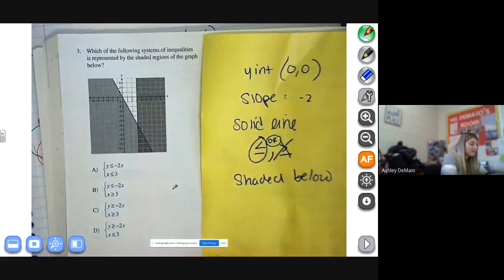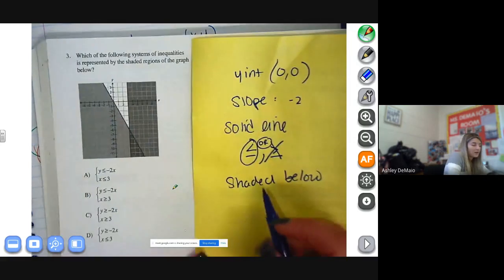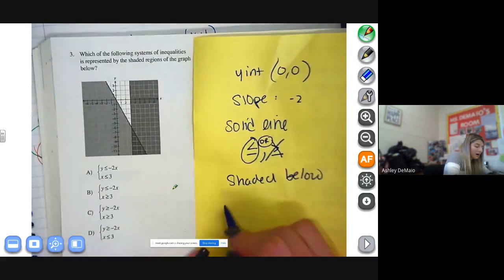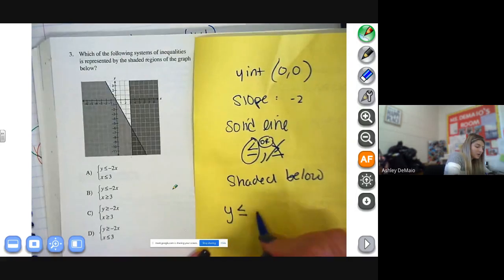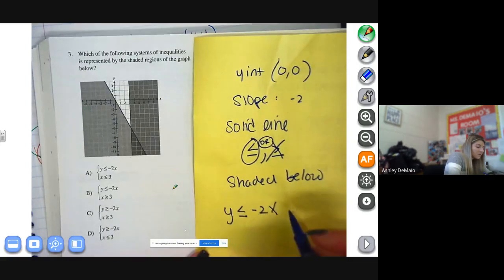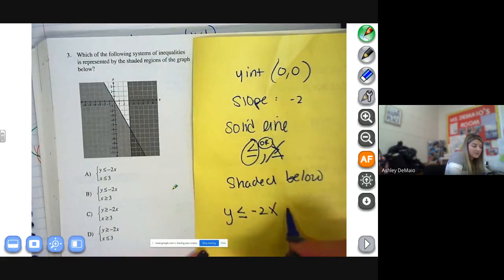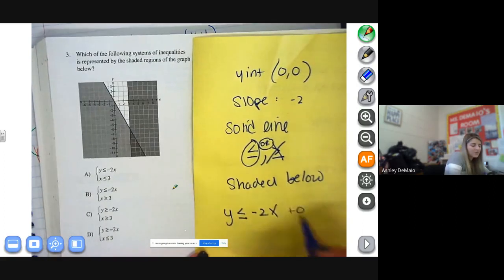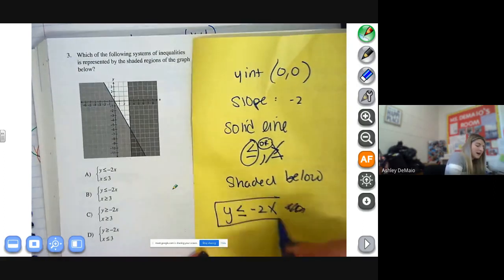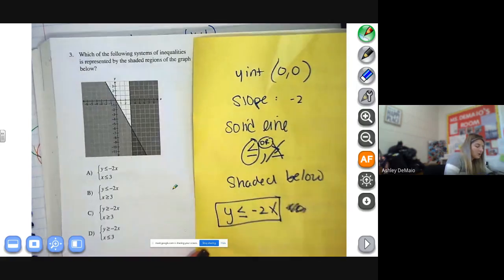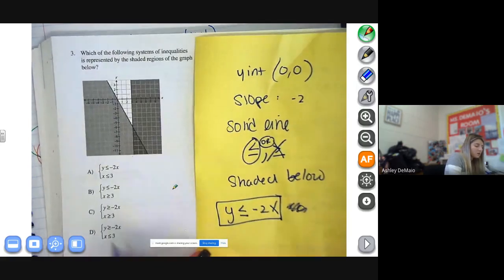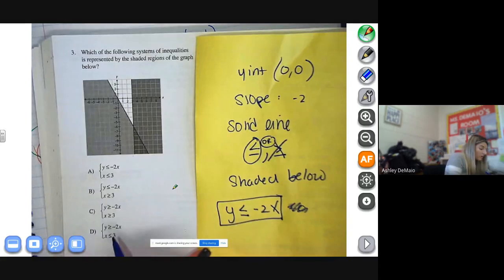Okay, let's write this line or this inequality. So it would be y is less than or equal to -2x. All right, and the y-intercept is 0, so you can put +0, but we don't really need to. That is one of the inequalities we need. So because we know this already, we can cross two of these options off. So we can cross off C and D.